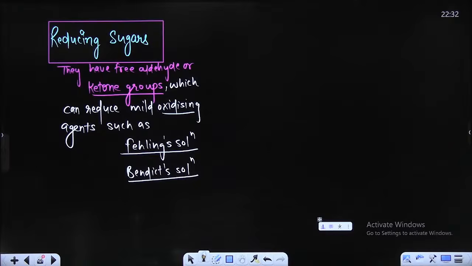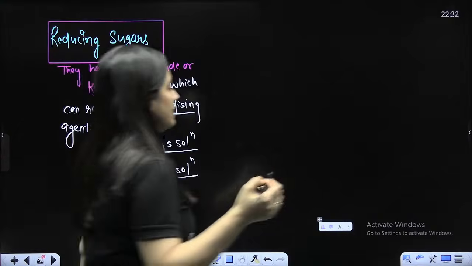Right? Sure? So they can reduce oxidizing agents, so we can use it in the lab test. Many other tests are also there. So I will give you one example, that is what we have discussed in the class also.